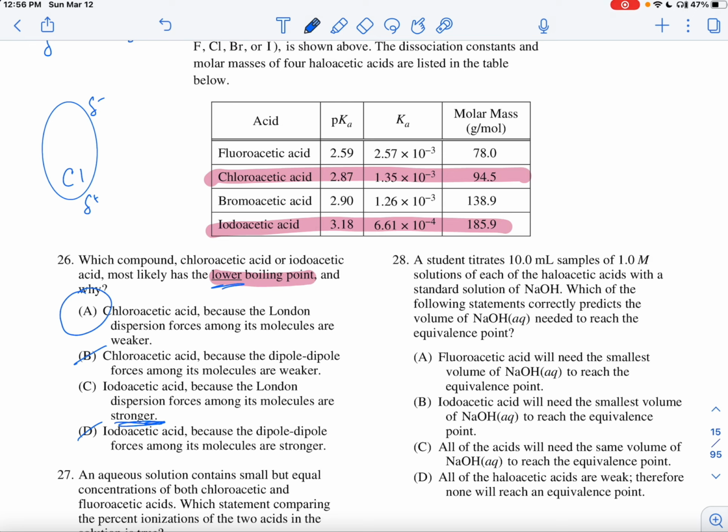Okay, so there were 2 questions on this on your document. How does LDF affect the boiling point? We talked about the stronger the attraction, the higher the boiling point. What is LDF? We also talked about that. Very weak attraction that has to do with movement of electrons. Temporary dipole.